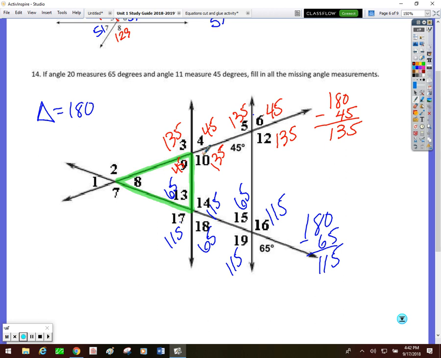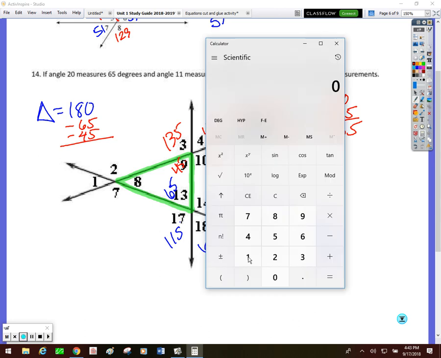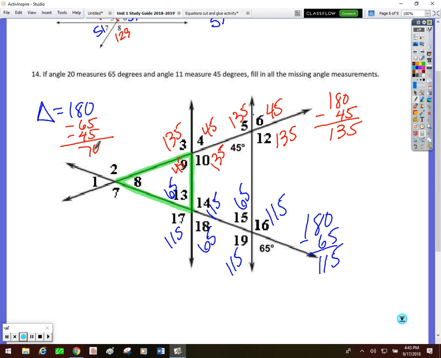Okay, so then we have our triangle again, just like we just got through doing. Well, either way you want to do it, you can subtract 65 and subtract 45. Okay, so if I take my calculator and I do 180 minus 65 minus 45, should give me 70 degrees, right? Or we can say 65 plus 45 is 110, and then 180 minus 110 is 70. So there's two ways to do that. Either way, you're going to get the same answer, okay?